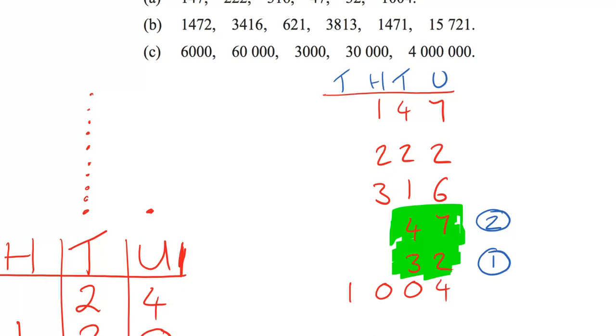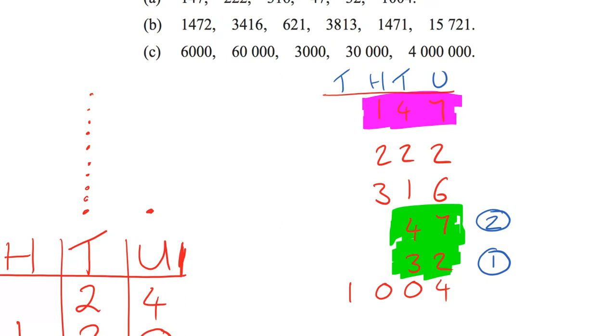Well, clearly the 1004 has a number in the thousands column, so it can't be that one. So the only numbers that don't have any thousands are 147, 222, and 316. So we look and see how many hundreds, and which one has the lowest amount of hundreds, and clearly it's going to be the 147. That's got the smallest amount of hundreds, it's only got one.